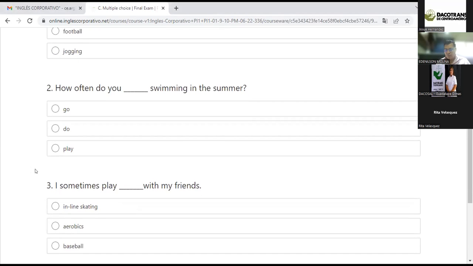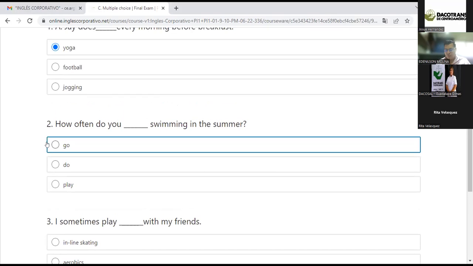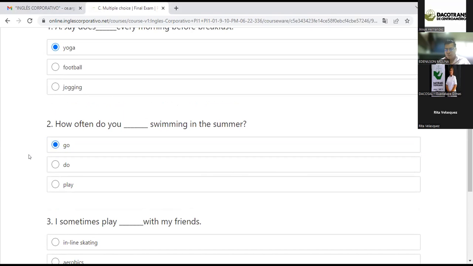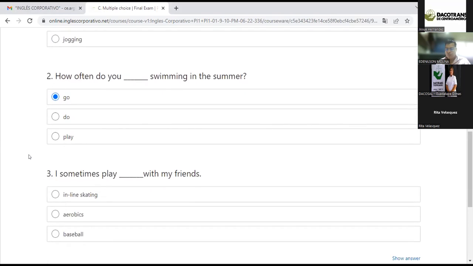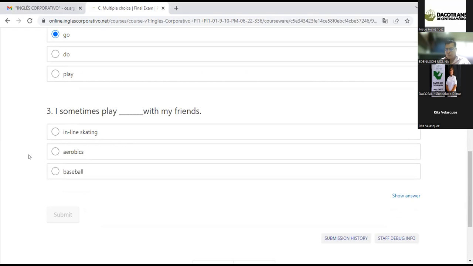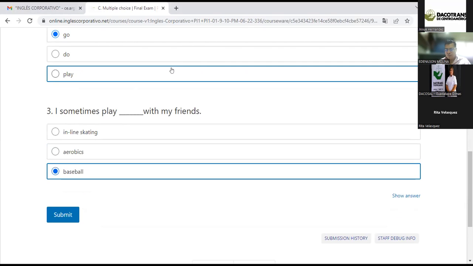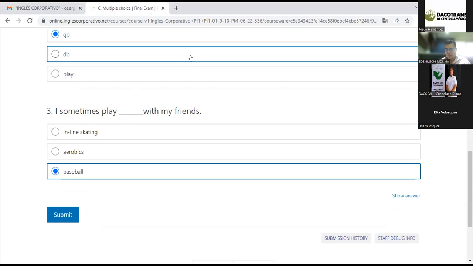How often do you swim in the summer? Go, do, or play? Do we say go swimming, do swimming, or play swimming? Go. Go, you see? Go swimming, very good. Go running. Okay, go hiking. Those are the verbs. I sometimes play with my friends. Play. Baseball. Exactly. Baseball. ¿Qué verbos utiliza con inline skating and aerobics?